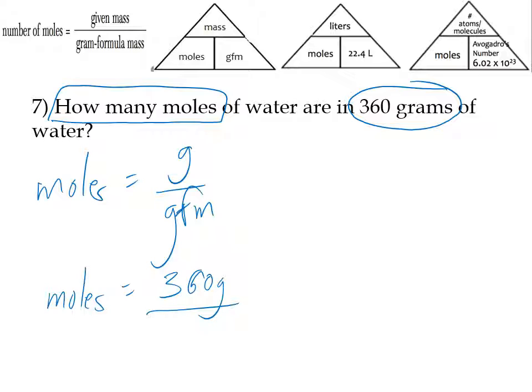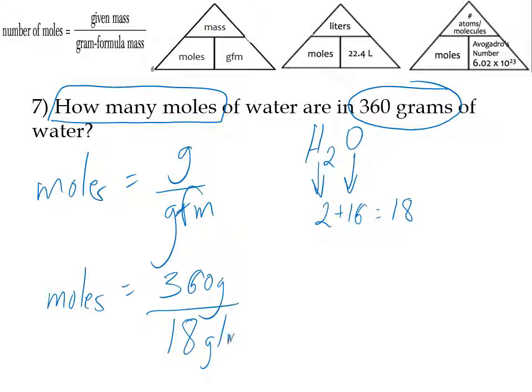On the bottom, we have to know what the gram formula mass of water actually is. We can look that up. We take the mass of the 2 hydrogens. Each one of them is 1, so the hydrogen part of the molecule is going to be 2. We can look at the mass of the 1 oxygen. That one's going to weigh 16. So altogether, 2 and 16 gives us 18. That is the mass of 1 mole of water. So it's 18 grams per mole of water.